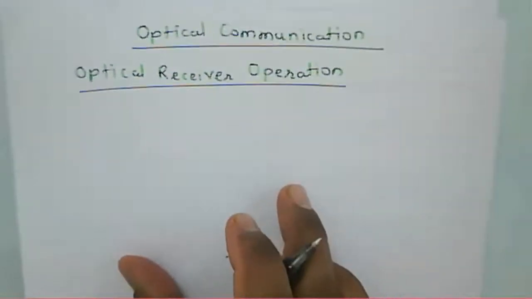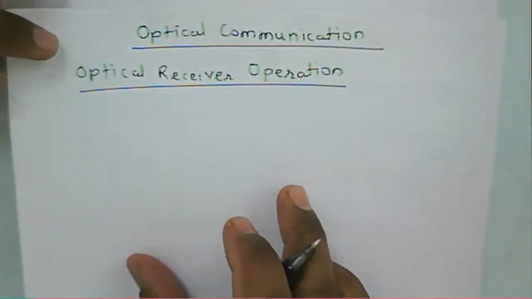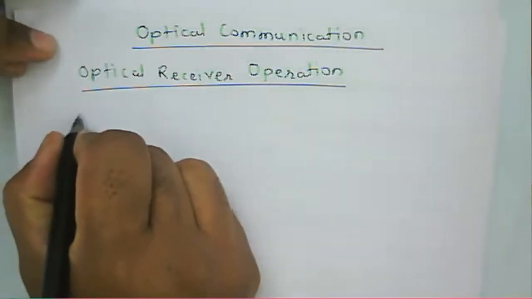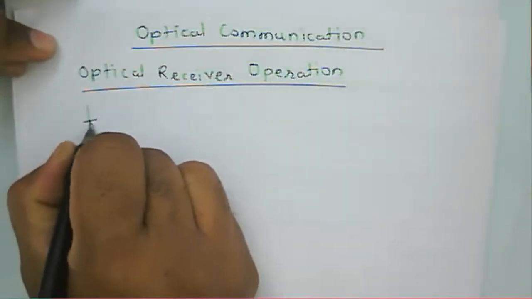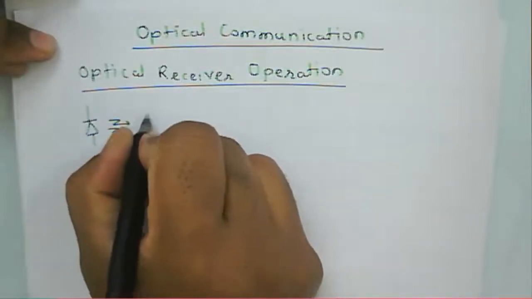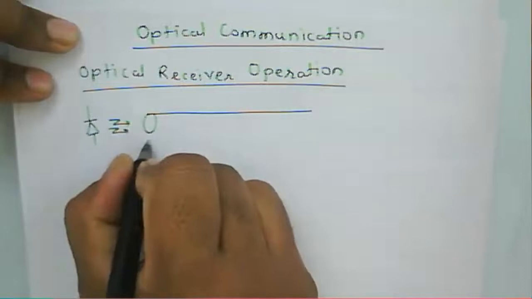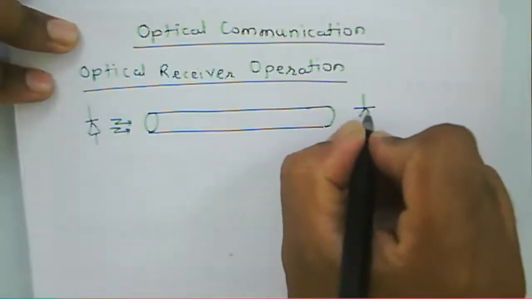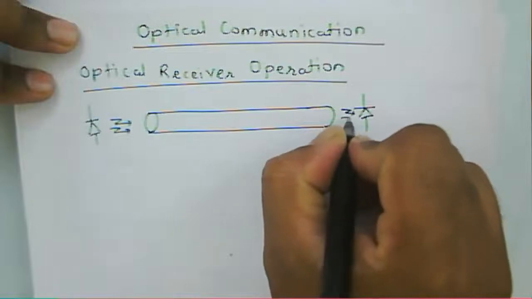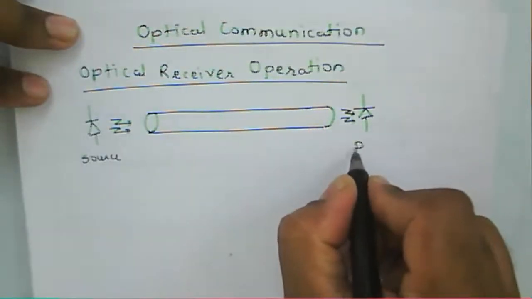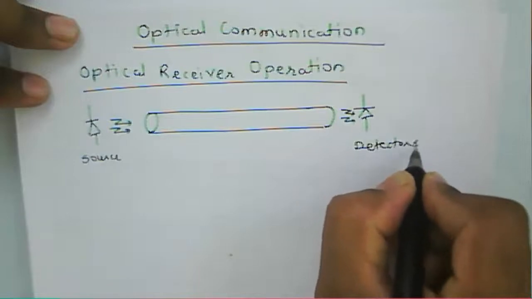Now, what do we mean by this optical receiver? Basically, we have seen earlier that we have a link, that optical link. We say that light emitting from the source, either a LED source or a laser source, will fall on the detector. This one is your source, and this one is your detector.